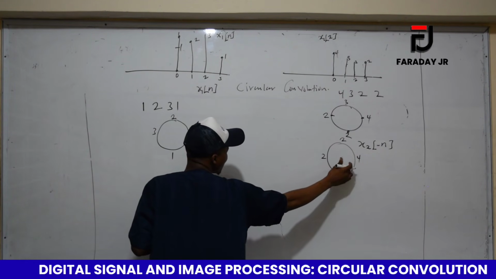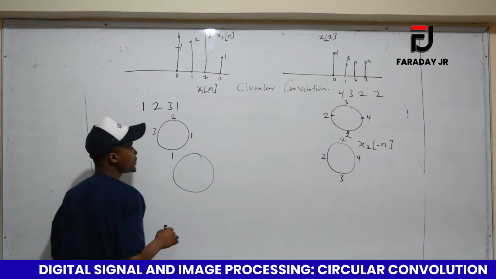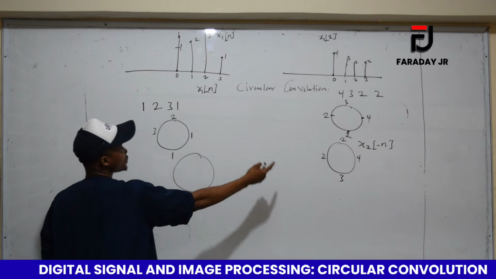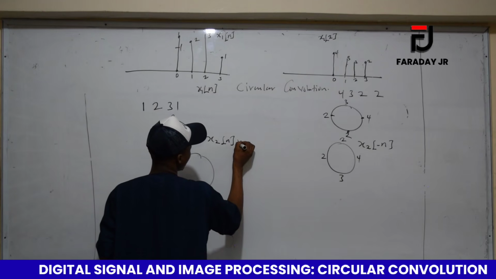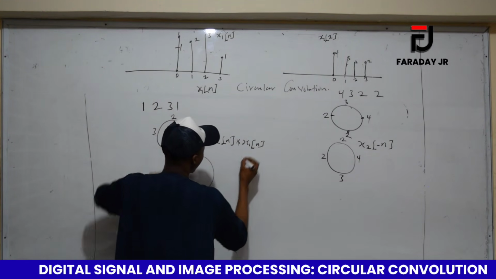So you come and multiply this signal by the main signal, right? So in this case, we have the main signal here. And because we are multiplying the signal, this is the same as x2 of n convolving with x1 of n, right?